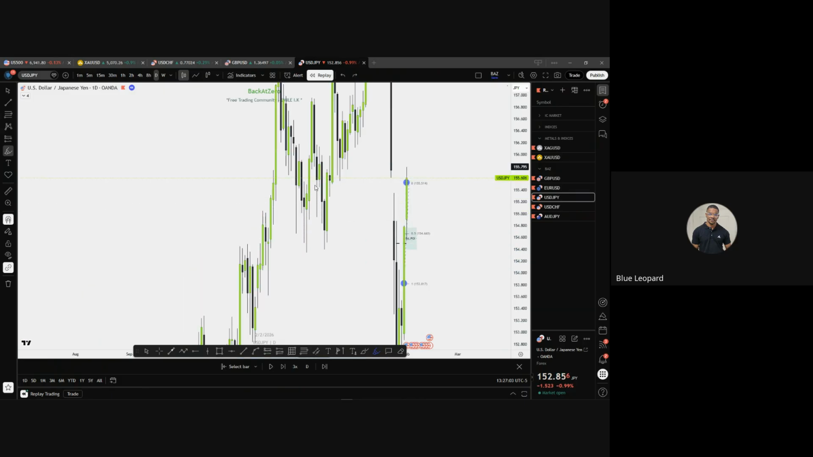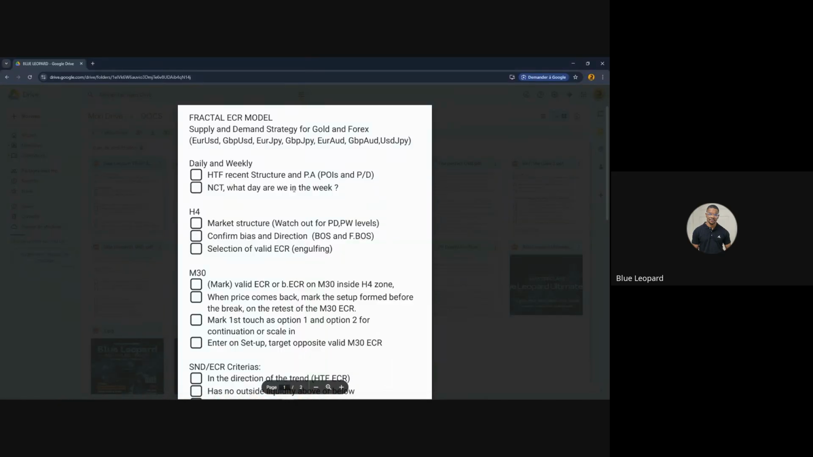So, in simple terms, the first thing you do when you come into your market is look at the higher time frame, recent structure, and price action. The easiest way is to find the last swing high, last swing low, and the breakout structure. From there, you can find your premium and discount. Then you will also focus on internal and external range liquidity. But if you know the premium and discount, sometimes you just don't need the POIs because the rest will help you. The next thing you do on a higher time frame is the NCT.